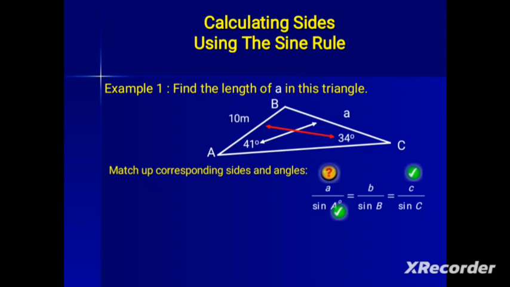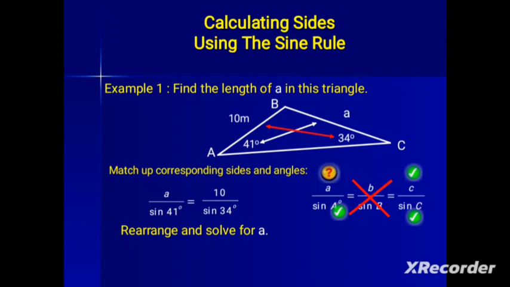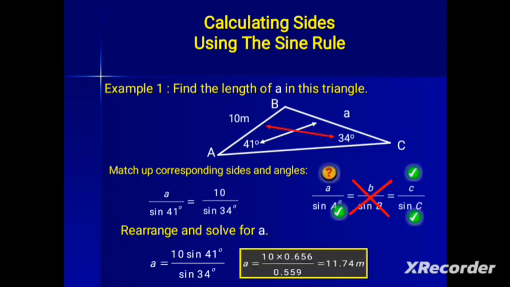But now you realize that the information is given on a and its corresponding angle, as well as c and its corresponding angle. No information is given on b and the corresponding angle. So we equate those given. a over sine 41 equals 10 over sine 34. You arrange and solve for a. We'll get that the value of a, that is the side BC, will be 11.74 meters.